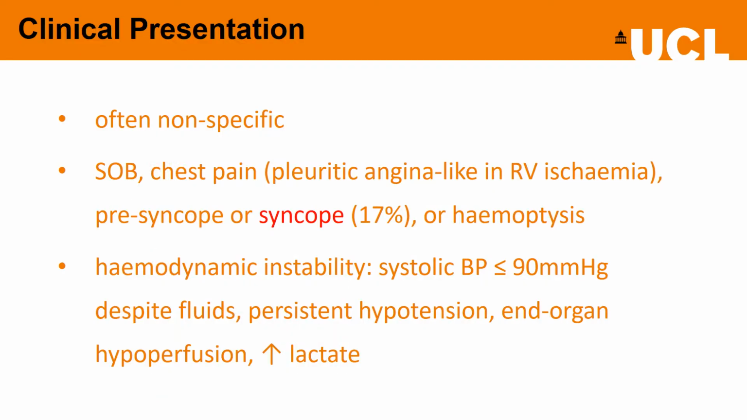So the clinical presentation of PE is often non-specific. Patients will often present with shortness of breath, chest pain, sometimes a pleuritic pain or angina-like pain from right ventricular ischemia, pre-syncope or syncope, and it's an important consideration, as syncope is seen in about 17% of patients, or hemoptysis. Now, hemodynamic instability for the purposes of this talk is defined as a systolic blood pressure of less than or equal to 90 millimetres of mercury despite fluids, persistent hypotension, or evidence of end organ hypoperfusion, and this will often be evidenced by a rising lactate.